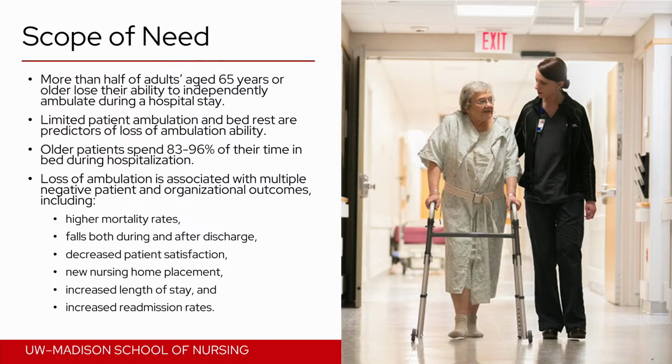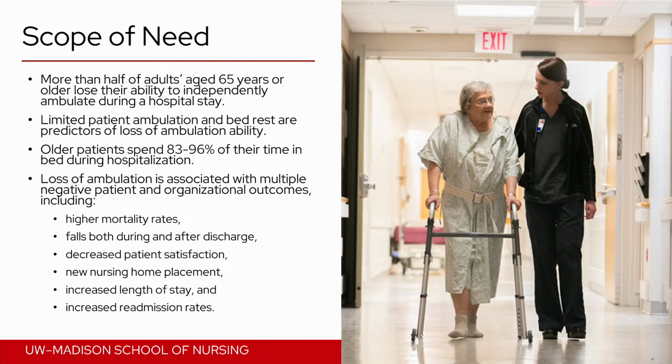Unfortunately, about 65% of older adults age 65 years or older are going to lose their ability to do one or more of those activities of daily living or lose their ability to walk independently. And we have decades' worth of data that says limiting patient ambulation or enforcing bed rest is the primary predictor for this loss of ambulation ability. And some data has shown that up to 100% of the time, older adults will spend their time in bed during a hospitalization.